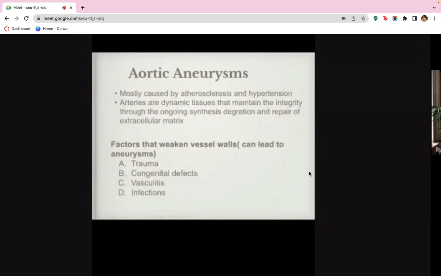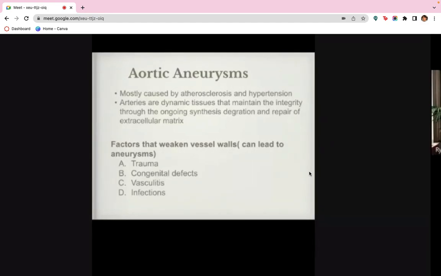We go now with your aortic aneurysm. Your aortic aneurysm is mostly caused by atherosclerosis and hypertension. Arteries are dynamic tissues that maintain their integrity through the ongoing synthesis, degradation, and repair of your extracellular matrix. So your atherosclerosis is the more dominant factor of your aortic aneurysm, and hypertension, particularly on the ascending aortic aneurysm.